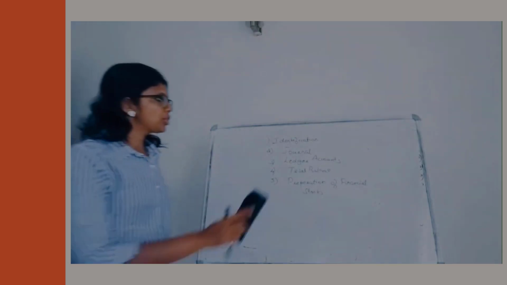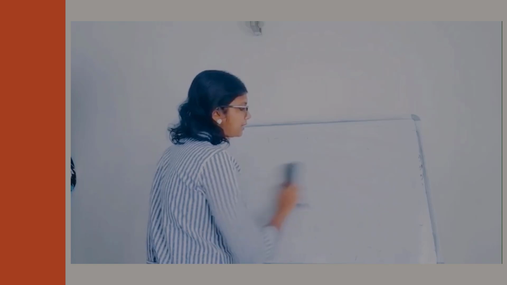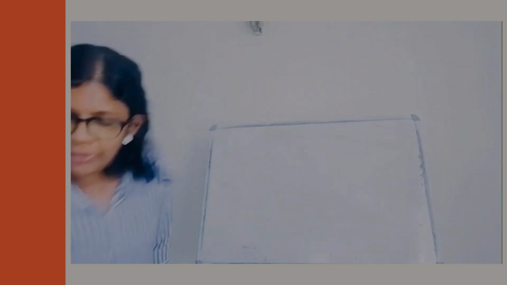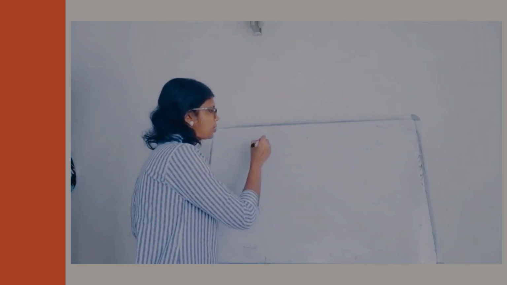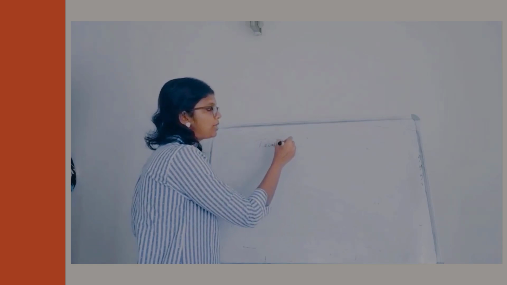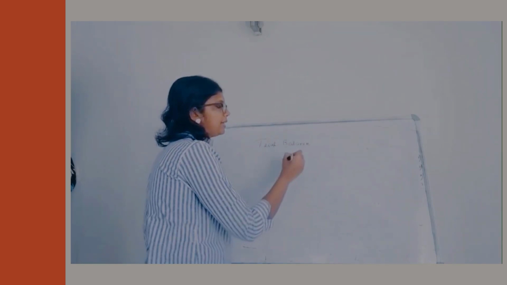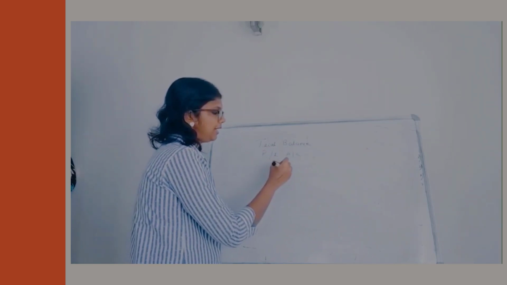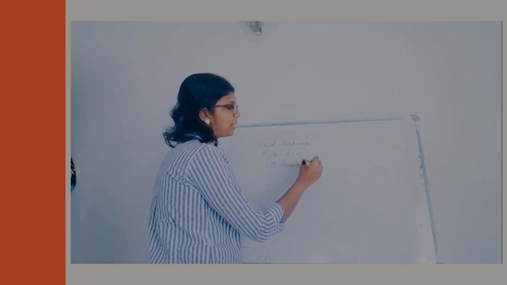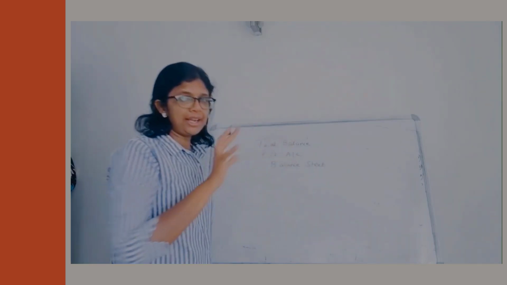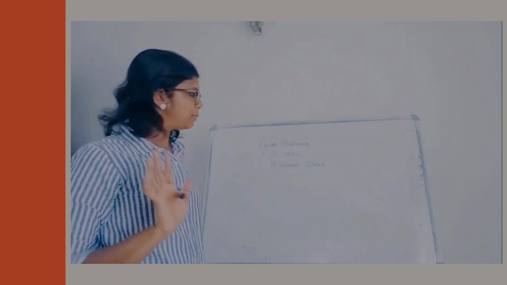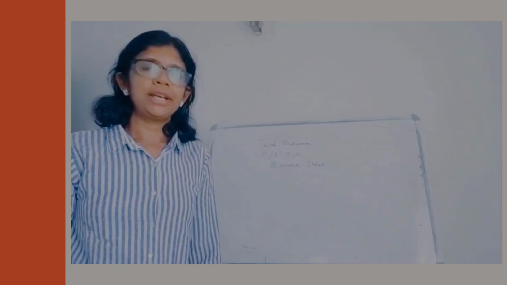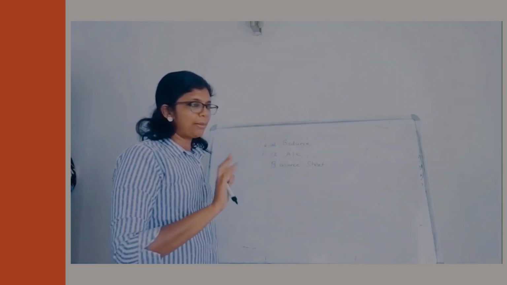So in preparation of financial statements, there are 3 accounts to be prepared. The first step in preparing the financial statement or the first account is the trial balance. The second is the PL account and the third is the balance sheet. So in this chapter, we are going to study these 3 account preparation: trial balance, PL account and balance sheet. Okay, so first we'll start with the trial balance.